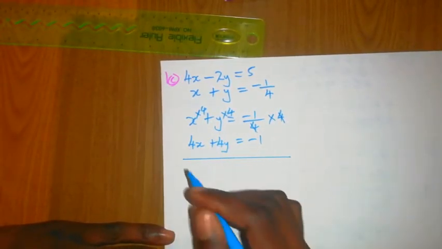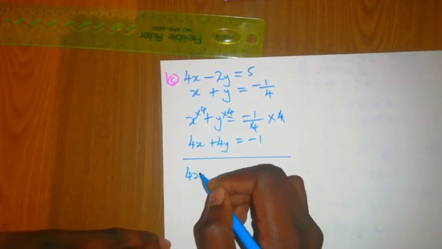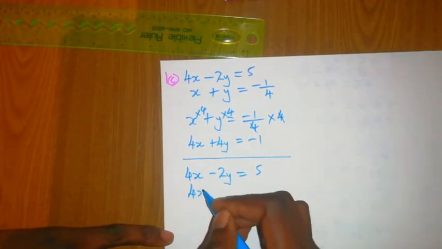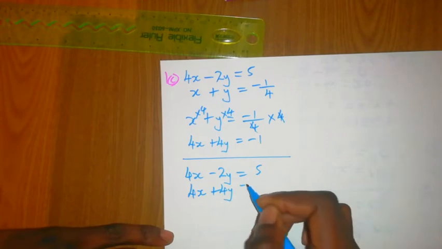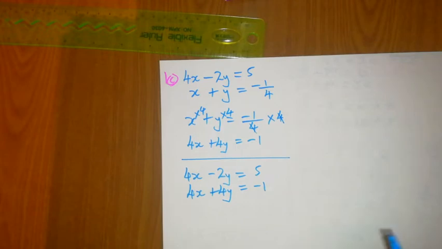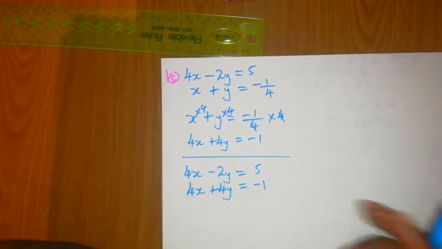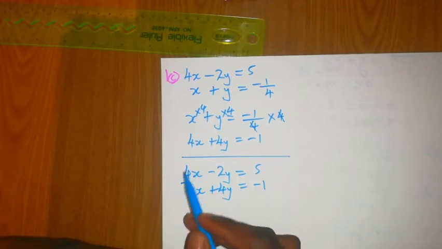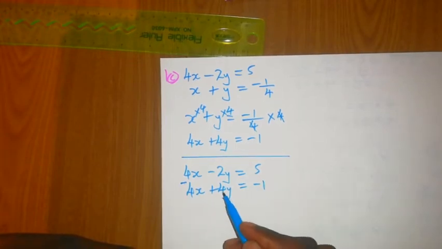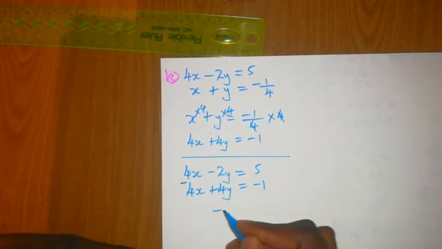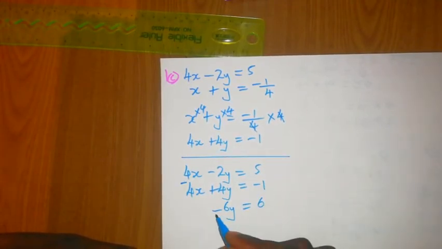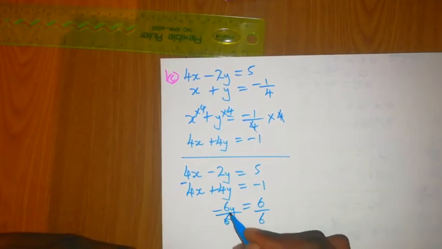Then you rewrite your equation now. It's now 4x minus 2y is equal to 5. I'll check that one. 4x plus 4y is equal to -1. These are already eliminated, so it's no longer necessary for you to say you want to eliminate something. They are already eliminated. You just put out a negative sign. 4x minus 4x, that's a 0. Then now minus 2y minus 4y is now minus 6y is equal to 5 minus minus is now positive 6 there.